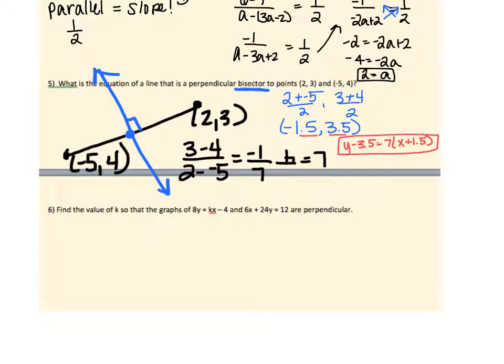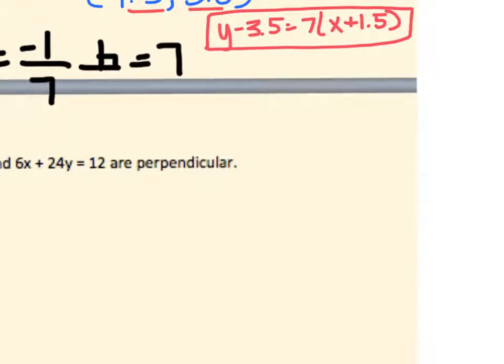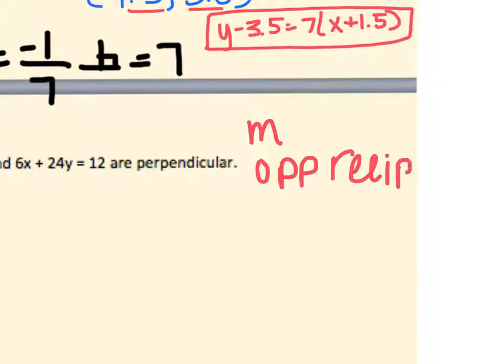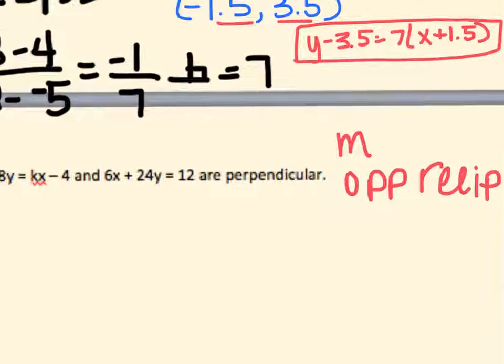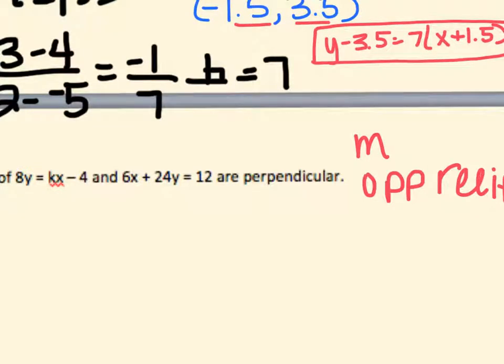All right, last one, number 6, find the value of k so that the graphs 8y equals kx minus 4 and 6x plus 24y equals 12 are perpendicular. So I need to know, okay, I'm going to find the slope of one line and find the opposite reciprocal of it. So the slope that I could find out is the second one here.